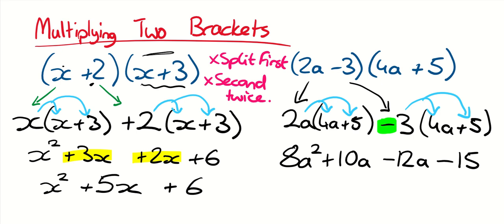Okay, and just to finish up then, we see that we've got a 10a and a 12a. So they're like terms, and it becomes 8a squared. Then your 10a and your 12a will combine, and you'll get minus 2a minus 15.